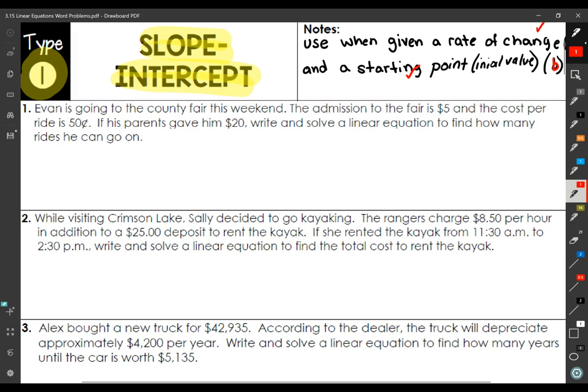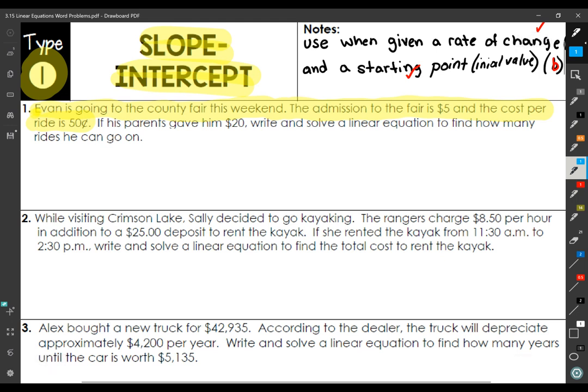So let's look at the first problem. It says Evan is going to the county fair this weekend. The admission to the fair is $5 and the cost per ride is 50 cents. These first few sentences are going to help us build the equation. After we build the equation, we have to go further. It says if his parents gave him $20, write and solve a linear equation to find out how many rides he can go on. So there are 2 parts to this problem. Part 1 is coming up with our equation, using the highlighted information.